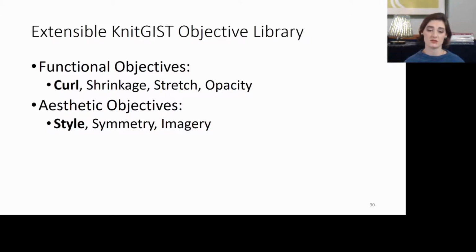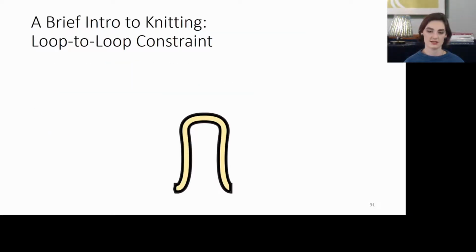The functional objectives are curl, shrinkage, stretch, and opacity, and the aesthetic objectives are style, symmetry, and imagery. For the rest of this talk, I will describe the curl and style objectives. But first, a brief introduction to knitting.